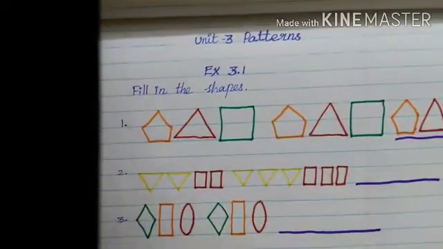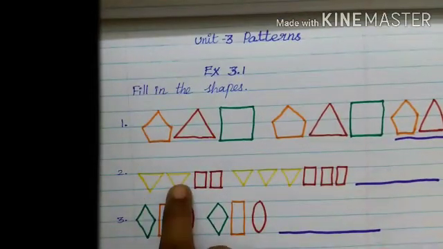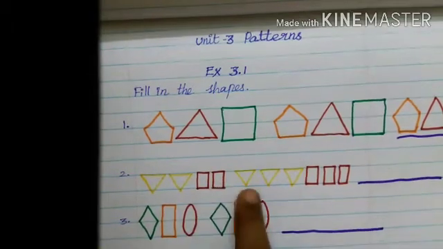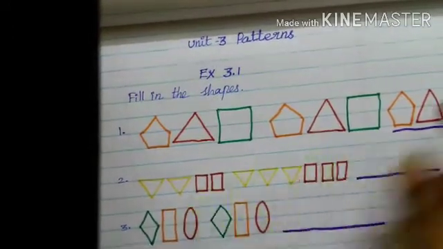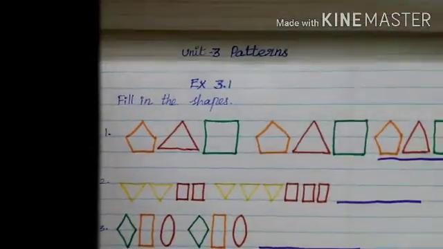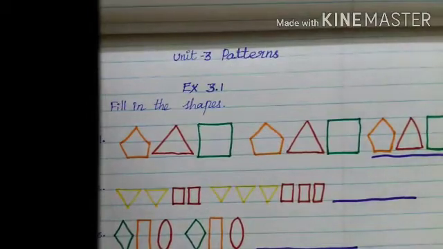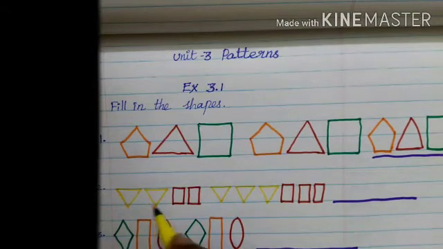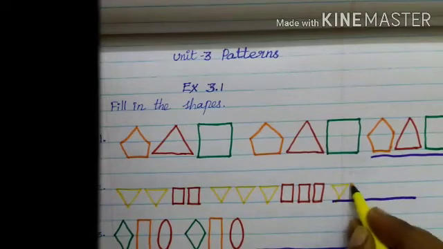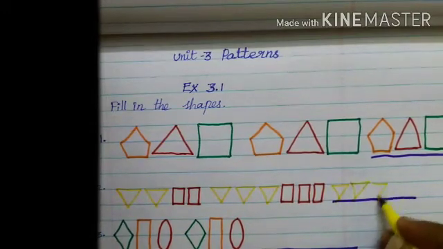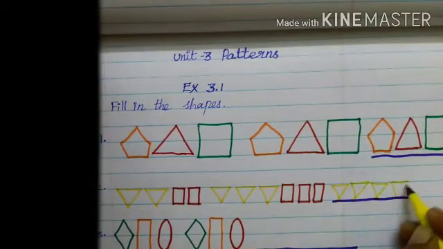Here, second sum, look here. 1, 2 triangles, 2 rectangles. Then next, 3 triangles, 3 rectangles. So this one is in increasing order. This pattern is what you studied last year in third standard as growing patterns. So here the number is also increasing, but the pattern is also repeated. So 1, 2, 1, 2, 3. Then you draw 1, 2, 3, 4.